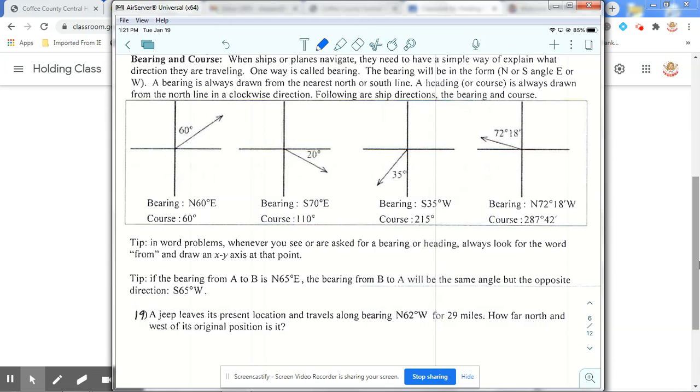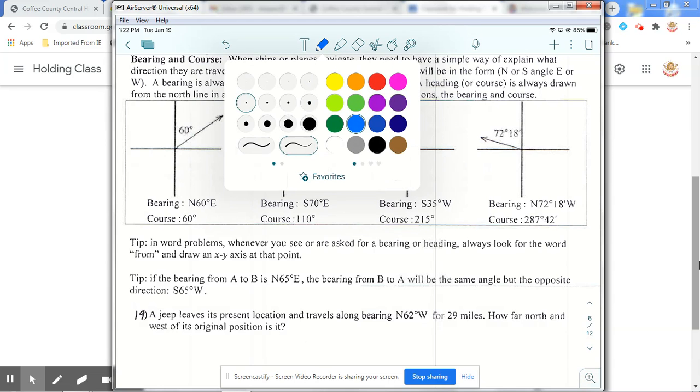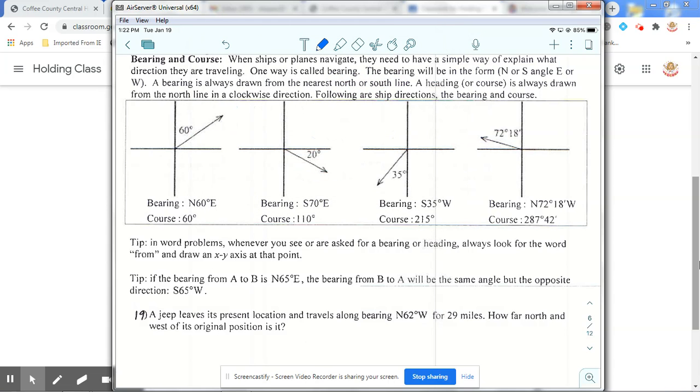For this first one, the bearing is north 60 degrees east. So from the north, you rotate 60 degrees toward the east. You start at north and rotate whatever the angle is toward the east. The course ends up being from 12 o'clock, or the north, you rotate 60 degrees in the clockwise direction.